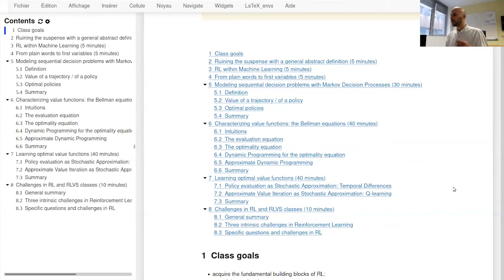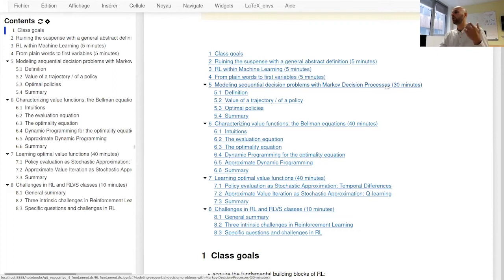This will lead us to the question of situating the field of reinforcement learning within machine learning. And then, this being done, we will try to move from plain words descriptions to our first variables and towards modeling, which will lead us to the first big part of this notebook, which is part five, which is about modeling sequential decision problems with Markov decision processes.